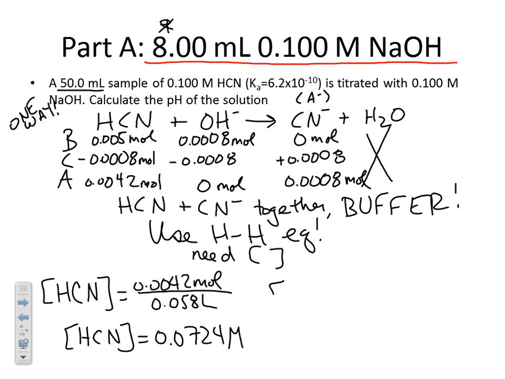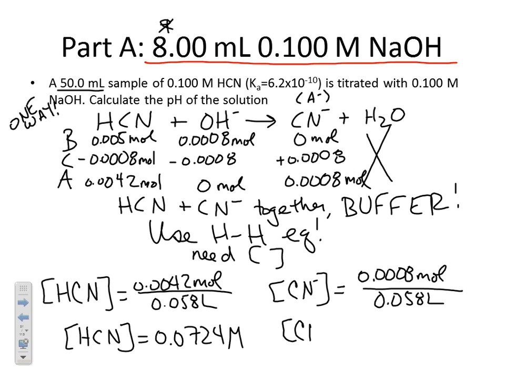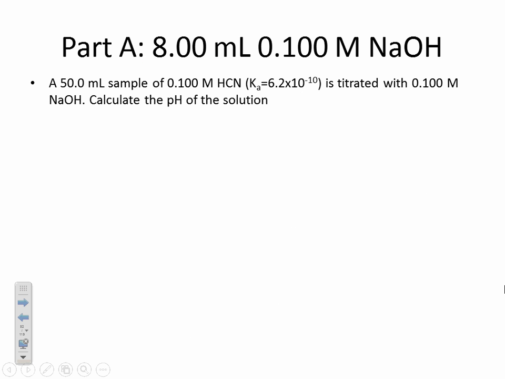But then we have to do the same thing for the cyanide ion. Again, in using the Henderson-Hasselbalch, you need concentrations of both, so we're just doing the same idea. The 0.0008 moles, or 8 times 10 to the minus 4th, divided by the new added volume, gives us a cyanide concentration of 0.01379 molar. We want pH, so this is the exact same problem.